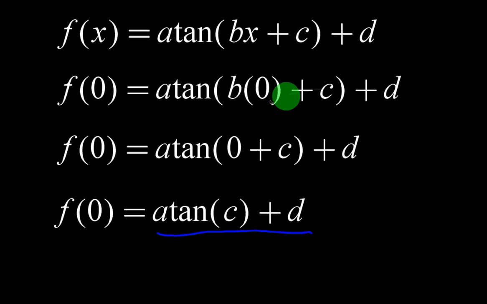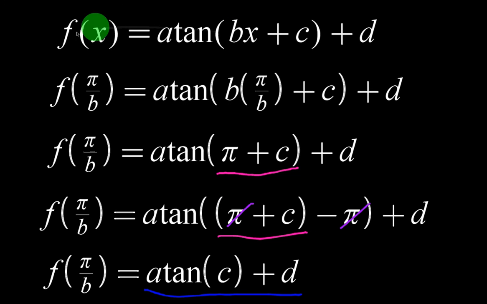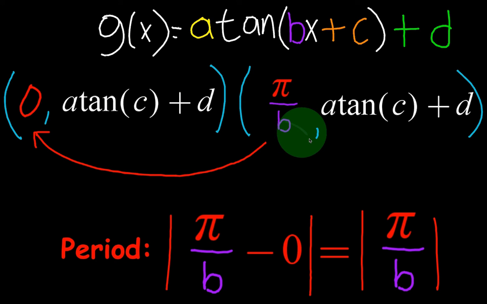Now here's a little proof like we did before, showing exactly what happens when you introduce an a and a d. Your initial value will be this when you plug in 0. I'm not going to go over this whole proof because it's very, very similar to the sine proof we did when showing the period for sine. When you plug in pi over b, you get the same exact y value as when you plugged in 0. Therefore, this confirms that the pattern will repeat itself when it goes from 0 to pi over b. And for any function g of x equals a tangent bx plus c plus d, the period is just the distance between these two x values, and it ends up being absolute value of pi over b.